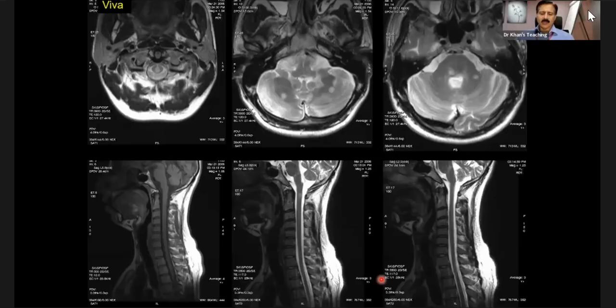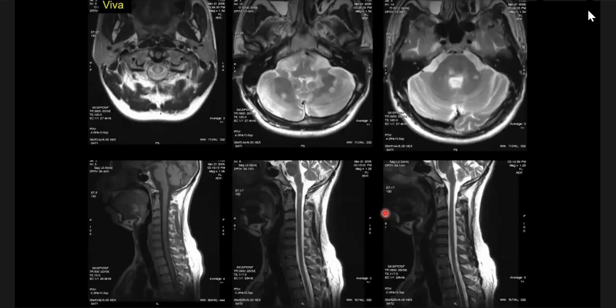Don't worry. So look at the cord. Anything abnormal in the cord? Yep, there's high signal at the level of C2 in the posterior aspect of the cord, and there's also lesions within the pons, so we could diagnose on dissemination in space. Excellent.